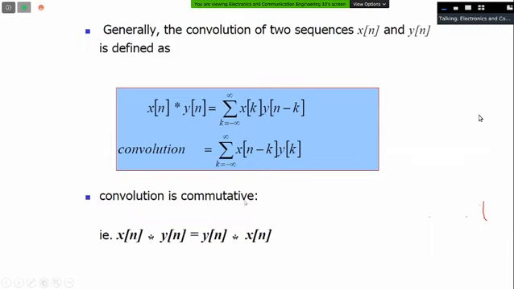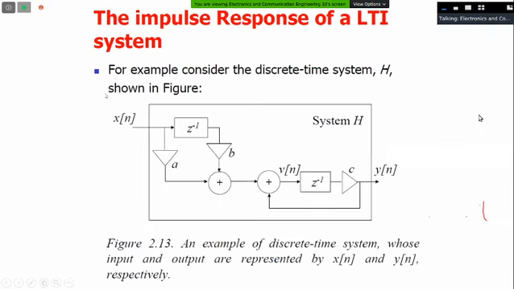And we also know that convolution is commutative, where x[n] convolved with y[n] or y[n] convolved with x[n] gives the same result. Now, let's say we have this system, where x[n] is multiplied by a, because here it is the summer. This summer is summing a of x[n] plus b of x[n minus 1], because x[n] is delayed by 1 unit of time. So at this point, you will get a of x[n] plus b of x[n minus 1]. And this summer is actually summing the output feedback path, which is c times y[n minus 1].